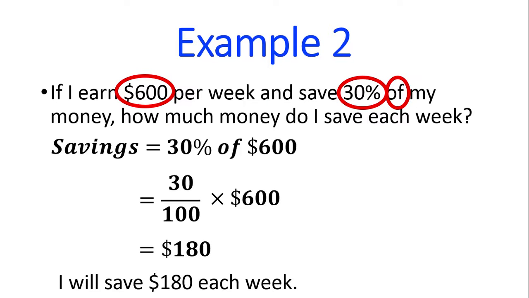Now I need to just write that as a sentence. I will save $180 each week. So this layout is quite important for your assessment. We want to have a label, savings equals. We need the calculation that you're going to type into the calculator, so the 30 divided by 100 times 600. You need the answer, and we need the dollar sign, and you need a sentence explaining your answer. So that's quite important to know what we need to do. And there's how we calculate a percentage of an amount.